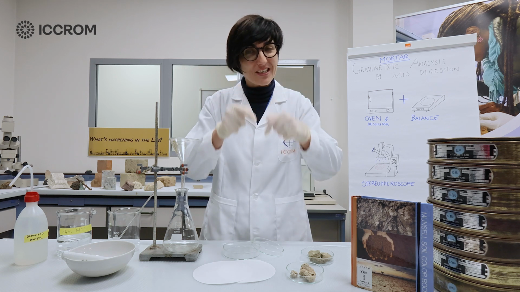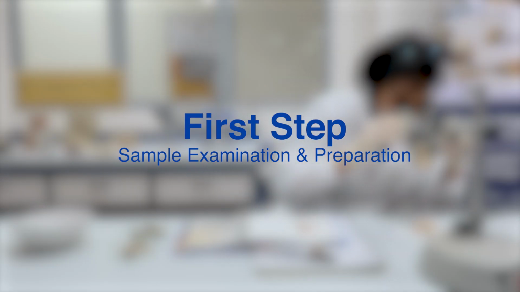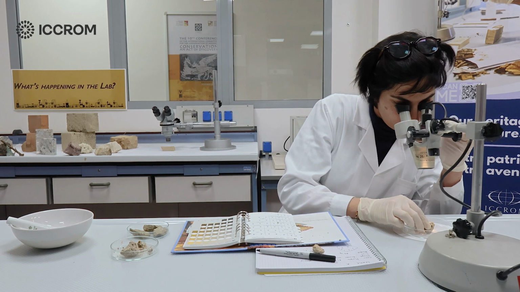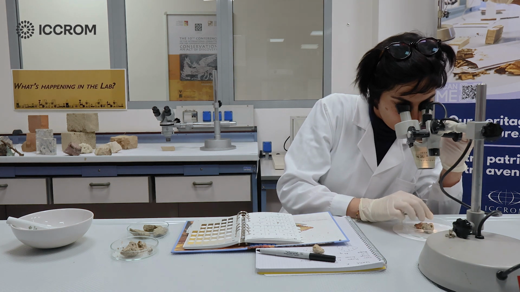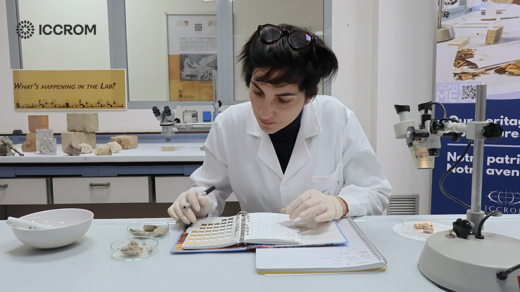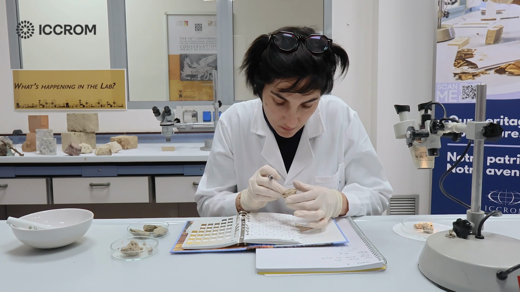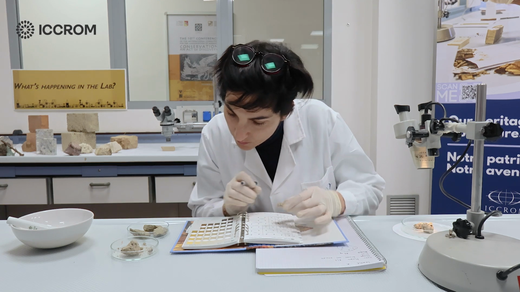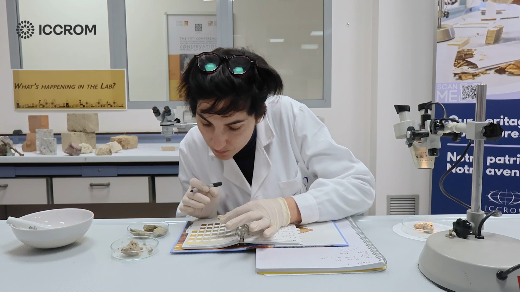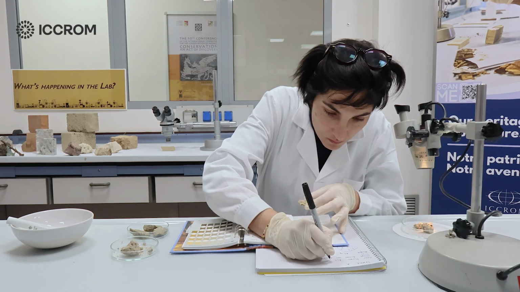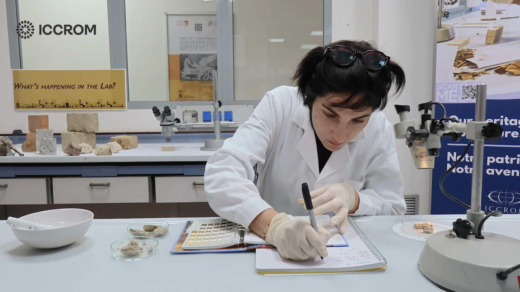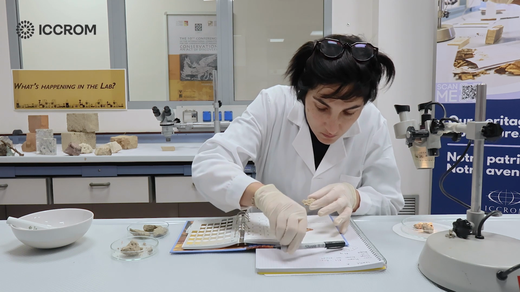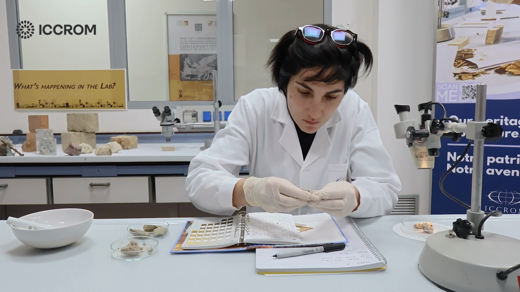Let's get to work. The first step is to complete a visual examination of your mortar sample. Look at the composition, the color, the texture, the hardness. Look at any layering which might indicate multiple repointing campaigns. Look at inclusions of the aggregate and the porosity of the mortar. And make sure to record all your observations.